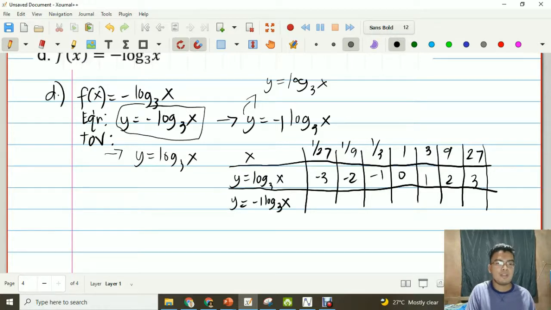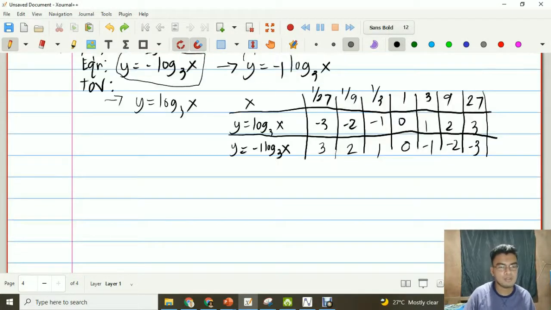So, anong gagawin natin dito? I-multiply para makuha natin yung y values ng ating given logarithmic equation. We multiply the second row using negative 1. So, negative 1 times negative 3 is positive 3. Negative 1 times negative 2 is 2. Negative 1 times negative 1 is 1. Negative 1 times 0 is 0. Negative 1 times 1 is negative 1. 2 times negative 1 is negative 2. 3 times negative 1 is negative 3.